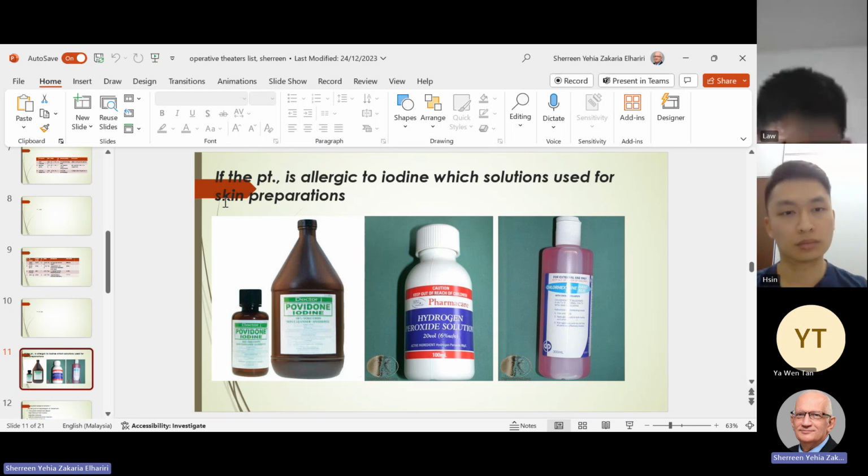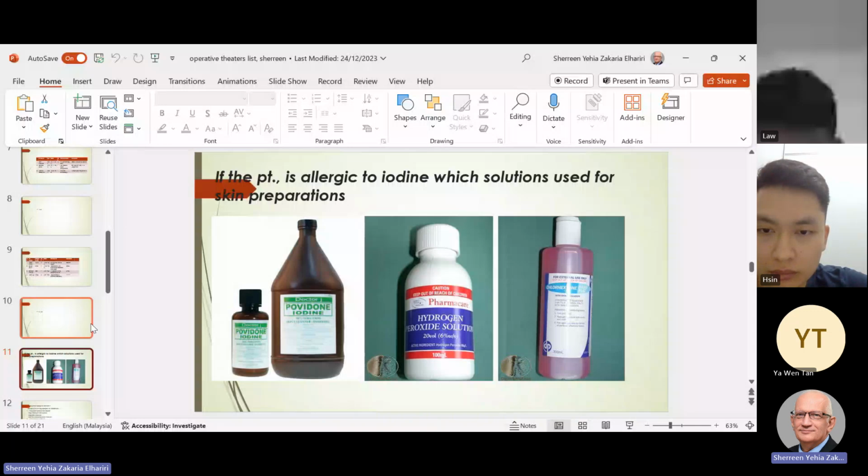It is important to know this is called skin preparation, because in some countries they call it sterilization. It is not sterilization, it is just skin preparation.